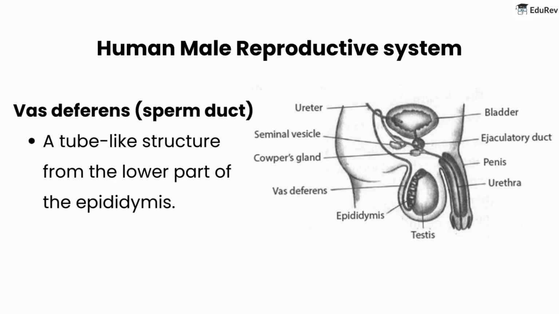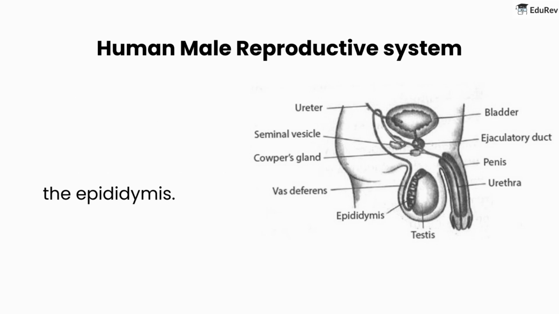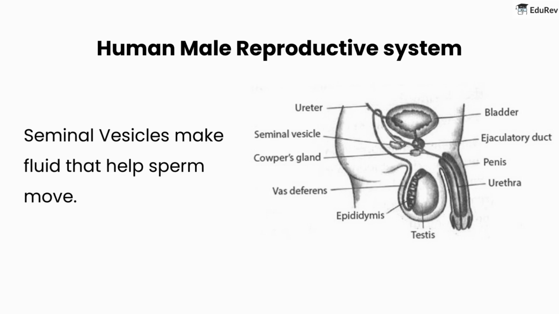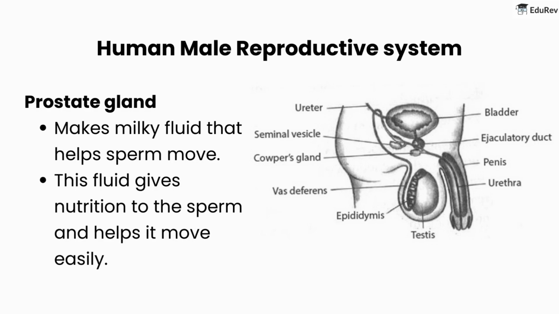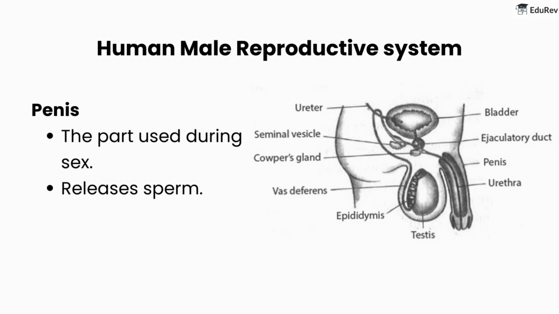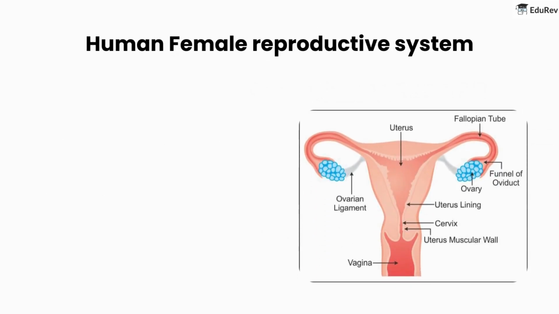Vas deferens or sperm duct: a tube-like structure from the lower part of the epididymis. Seminal vesicles make fluid that helps sperm move in females. The prostate gland makes milky fluid that helps sperm move. This fluid gives nutrition to the sperm and helps it move easily. Penis: the part used during sex. Releases sperm.